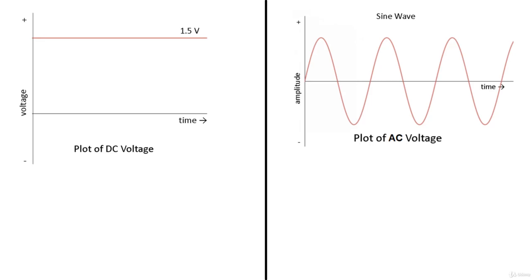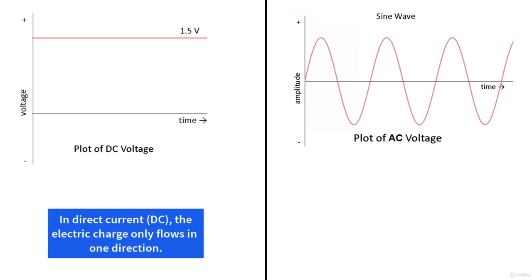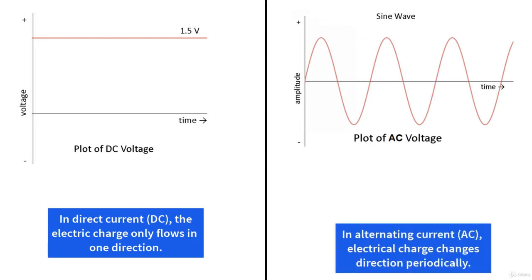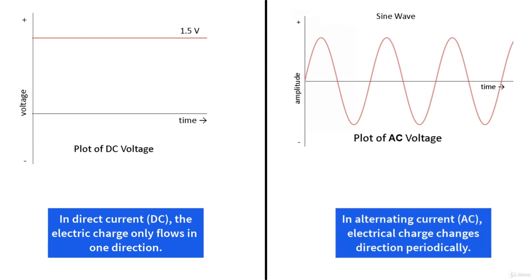Alright, so both AC and DC describe types of current flow in a circuit. In direct current, the electric charge only flows in one direction. Electric charge in alternating current, on the other hand, changes direction periodically. The voltage in AC circuits also periodically reverses because the current changes direction. Let's see this behavior in the simulator.